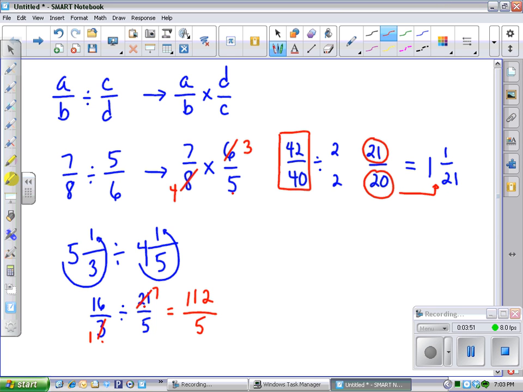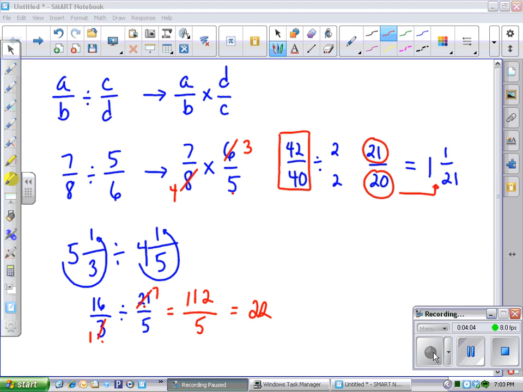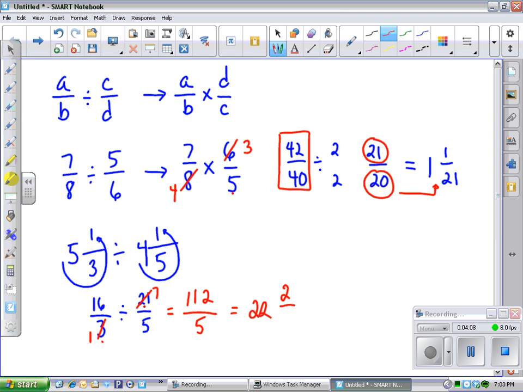And then it's a matter of changing that answer to a mixed number. 5 goes into 112. Let's see. Twice, that would be 10. There's 12 left over. So 22, with 2 left over. And we were working with fifths. So 22 and 2/5 is our final answer.